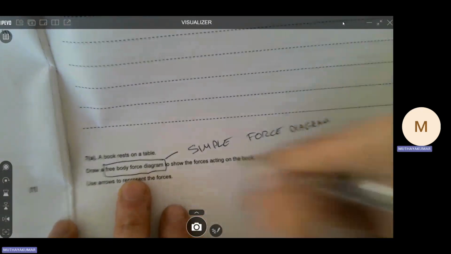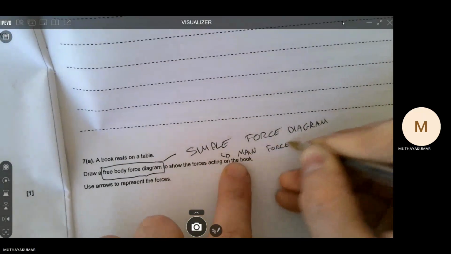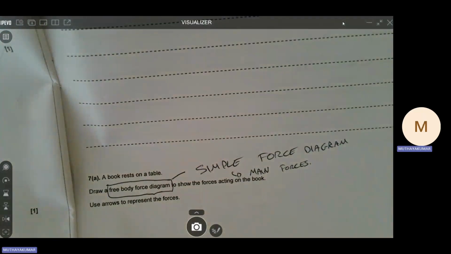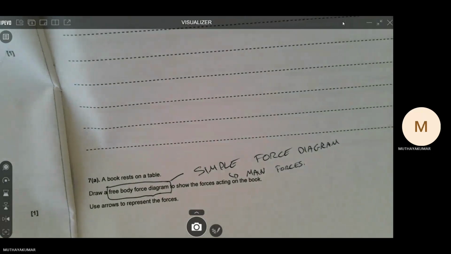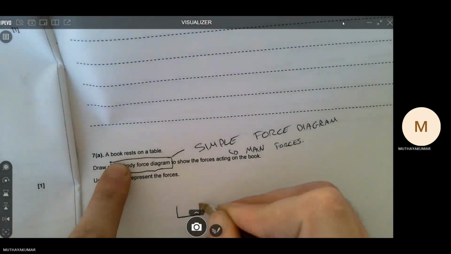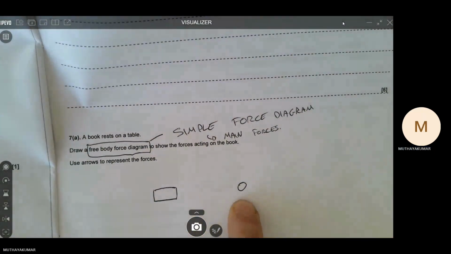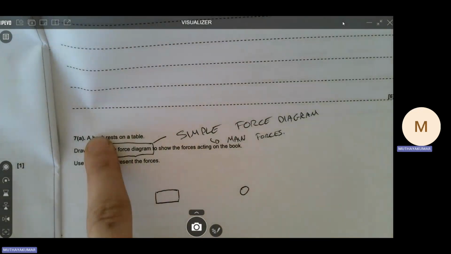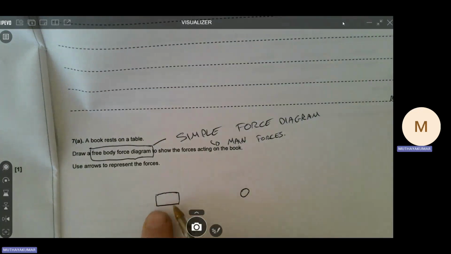And what do I mean by simple? All I care about is the main forces. So I'm not after 20, 30 forces. I'm after 2, 3, maybe 4 forces. That's all I need. Now they've given me a book. A book is really easy to draw. A book is this, or a book is this. If they'd said a cat, a cat is really easy to draw. This is a cat. They're physics objects. All physics objects, whatever they are, are this or this. We're not going to waste time drawing the actual object. So this is my physics object.